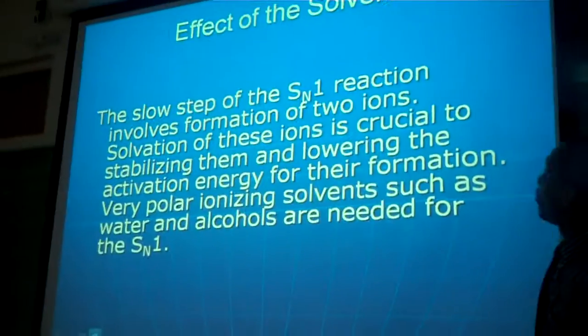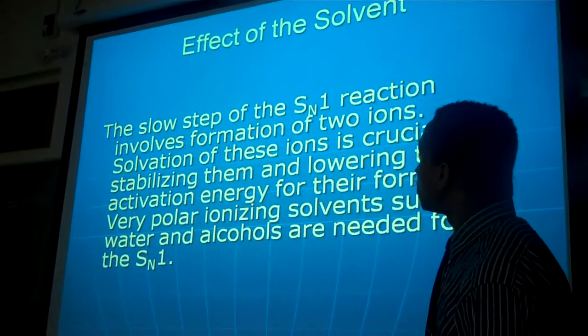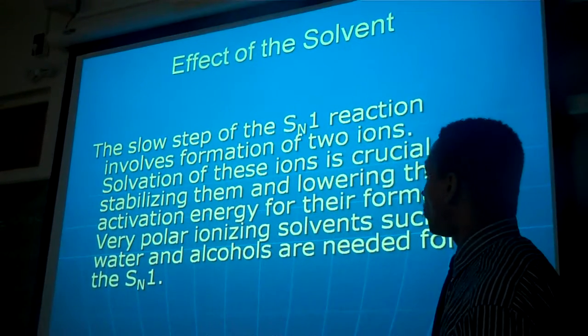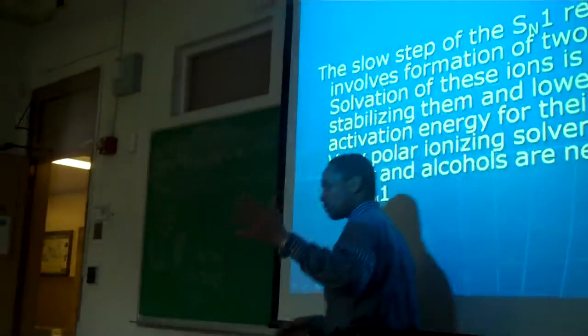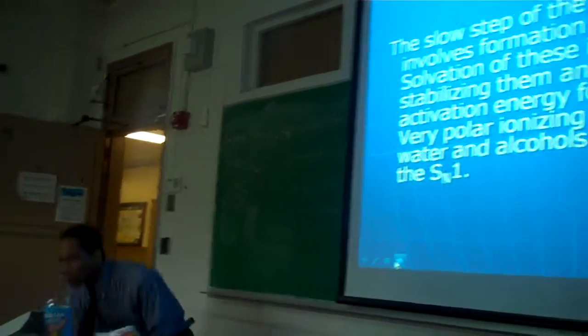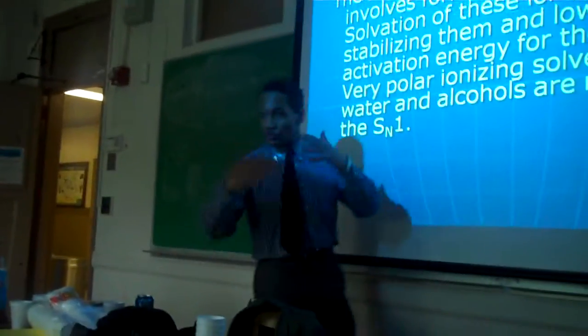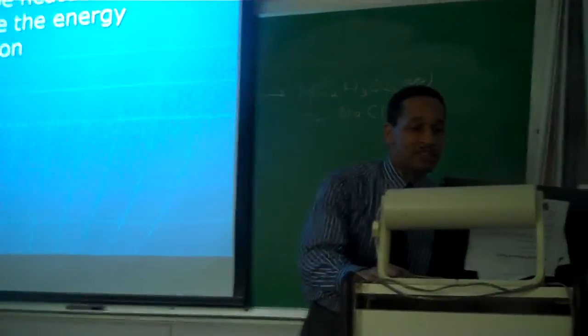The slow step of an SN1 reaction involves formation of two ions. Solvation of these ions is crucial to stabilizing them and lowering the activation energy. Chemists and physicists, as you probably know from chemistry too, always talk about things happening in the ground state, or lowering the activation energy, or having a low delta G. And when you go on to take advanced organic, you'll talk about these reactions in terms of that. The solvent may be heated to reflux, effects of the solvent.